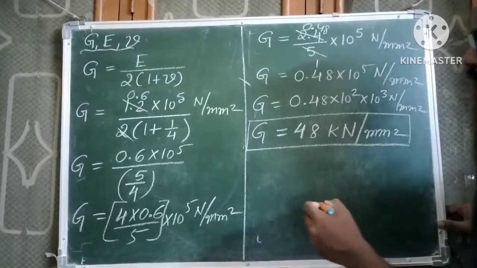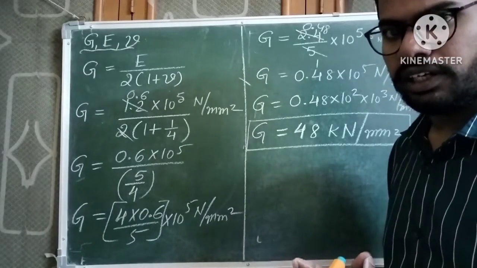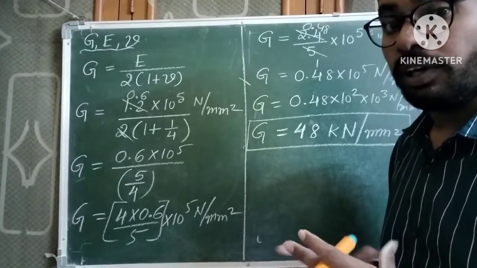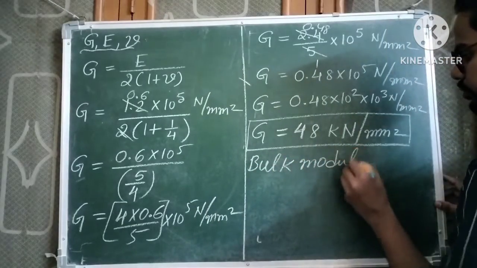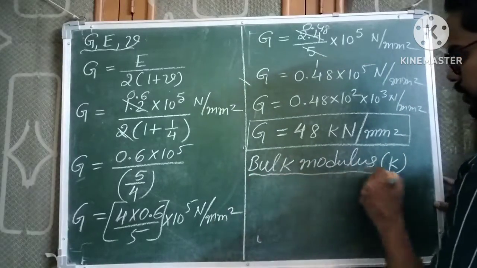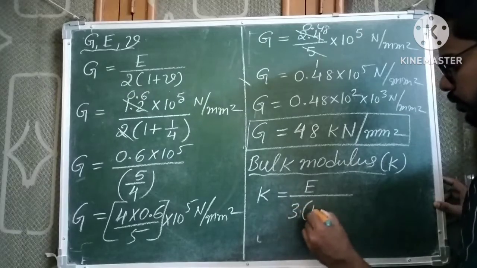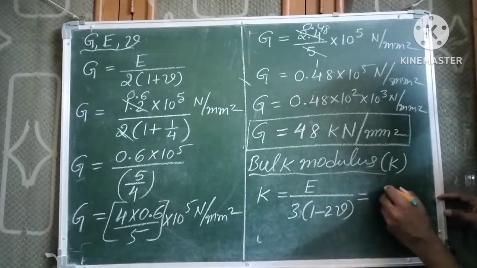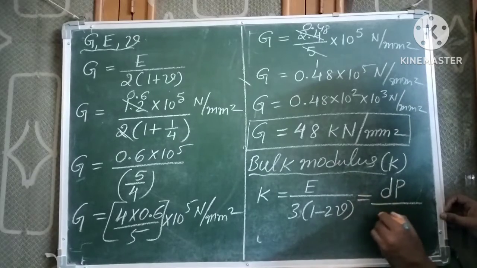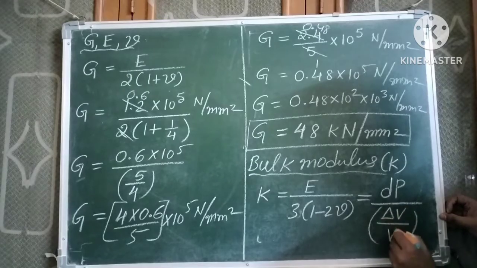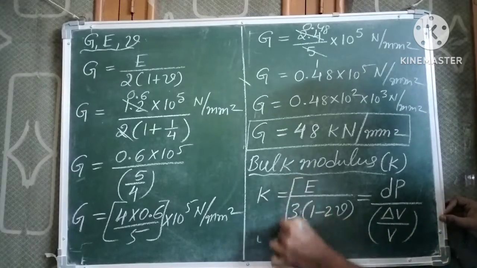Next we need to find change in volume. So what is the relationship between change in volume and hydrostatic pressure, and one more elastic constant, bulk modulus. So we know that bulk modulus K is given by K is equal to E by 3 into 1 minus 2 nu, as well as one more formula: direct stress, that is dP, hydrostatic pressure, by volumetric strain. Volumetric strain means change in volume by original volume. We need this change in volume. Here dP means hydrostatic pressure. So it has two formulas.